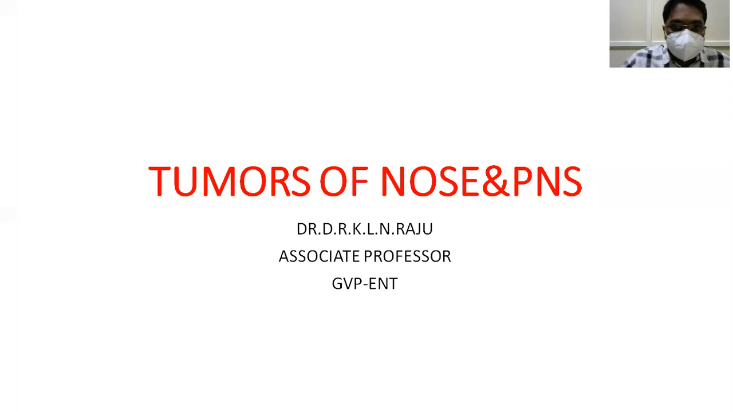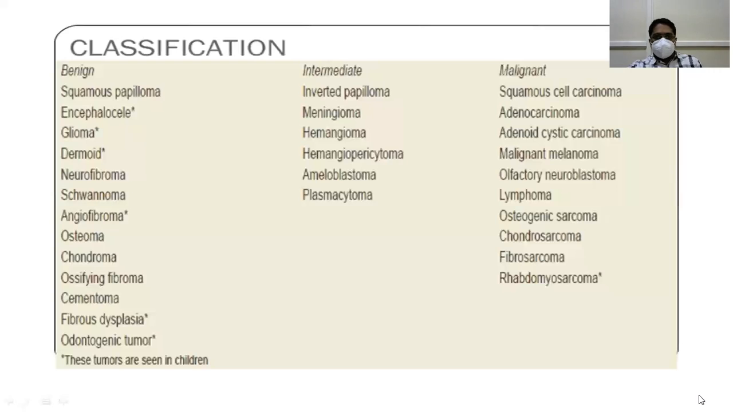Now we'll start tumors of nose and PNS. Most of the last topics, reaching last topics. Coming to the classification, these are the names you just need to know. Squamous papilloma, encephaloceles, glioma, and all, already I told in previous class. Dermoid, schwannoma, osteoma, chondroma, fibroma, and all. Intermediate, this inverted papilloma. This is a short question for you. Inverted papilloma, meningioma, hemangioma, hemangiopericytoma, thalassocytoma.